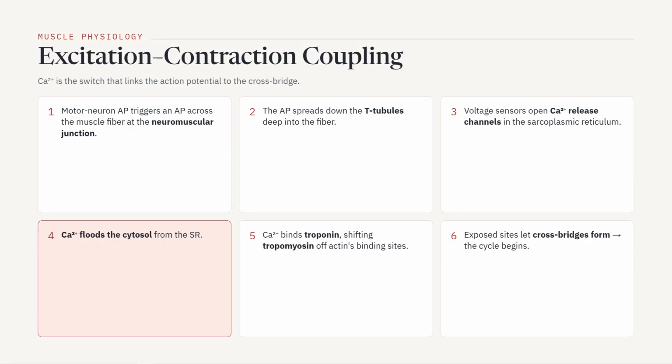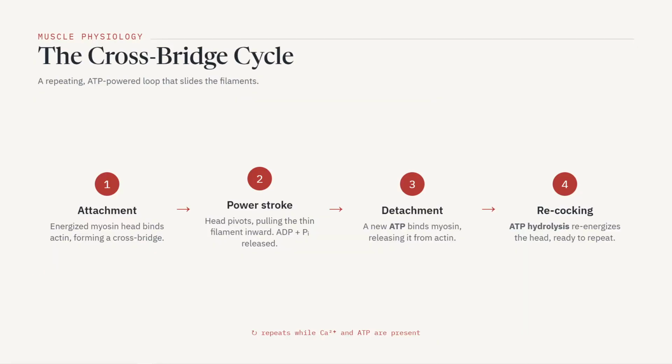6. With those sites now exposed, myosin can finally attach, and the cross-bridge cycle begins. Take away the calcium and every step reverses, and the muscle relaxes. Now let's look at the cross-bridge cycle itself. This is the engine that actually does the pulling, and it's a 4-step loop powered by ATP.